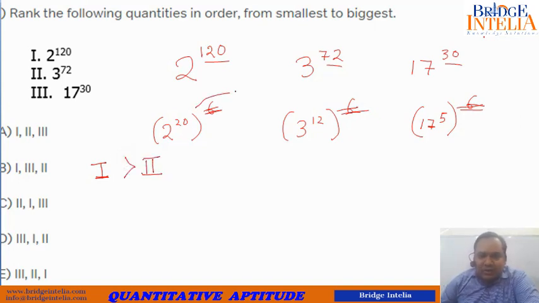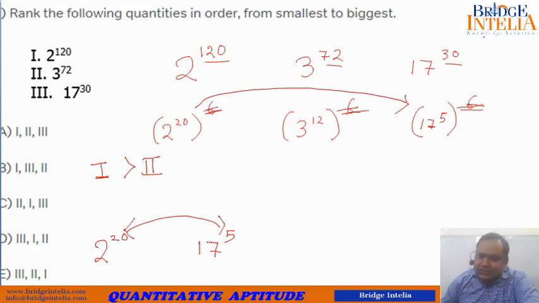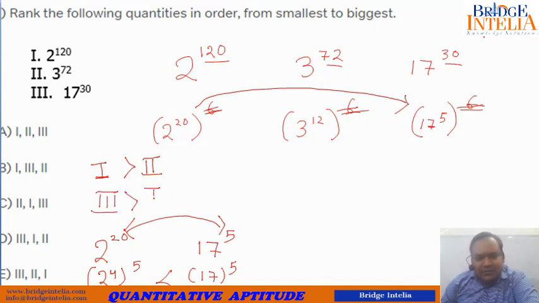Now let's compare option 1 with option 3. We are now comparing 2 raised to power 20 and 17 to the power 5. What is the HCF of these two? It is 5 itself. So you can compare 2 raised to power 4 whole raised to power 5 and 17 to the power 5. Which is greater? This is 16, this is 17, so this is greater. So we can conclude that option 3 is greater than option 1.